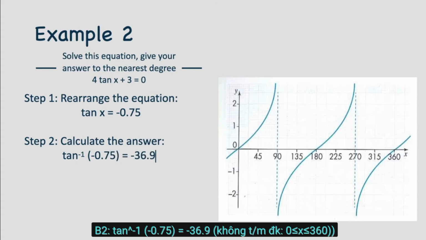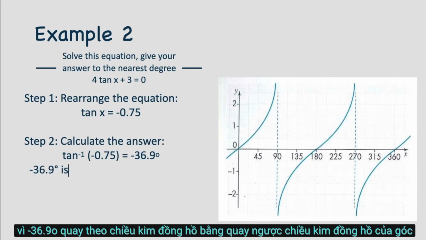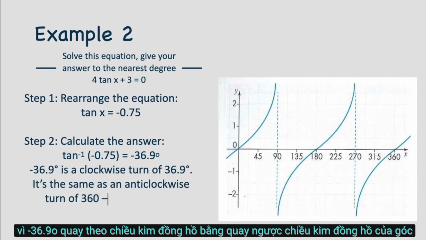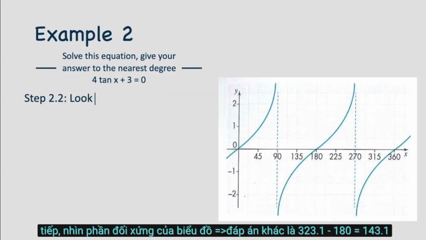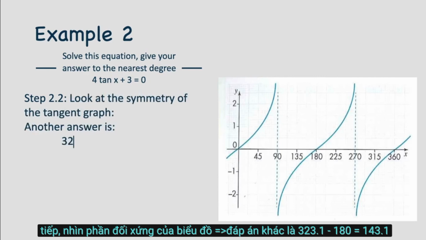However, minus 36.9 degrees is a clockwise turn of 36.9 degrees. It's the same as an anti-clockwise turn of 323.1 degrees. So one answer is 323.1 degrees. By the symmetry of the tangent graph, another answer is 323.1 degrees minus 180 degrees, equal to 143.1 degrees. We conclude that the two answers are x equals 143.1 degrees and 323.1 degrees.